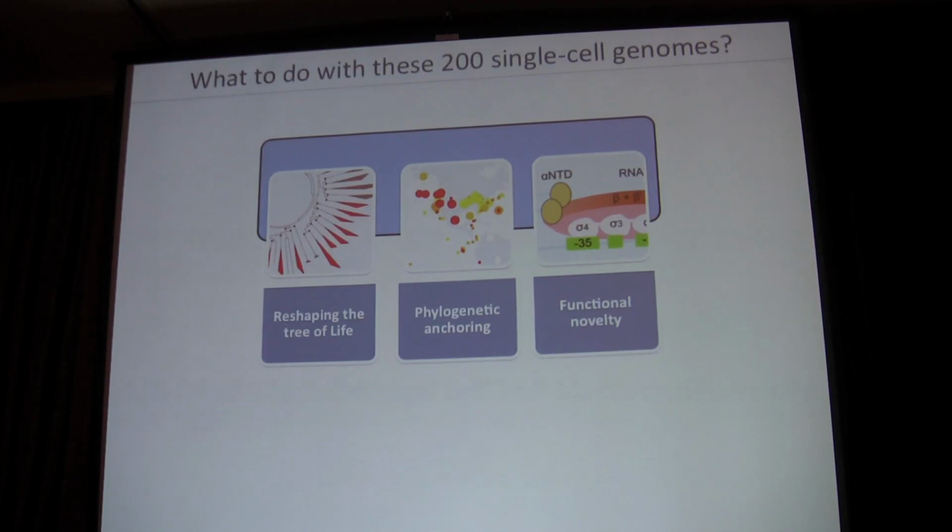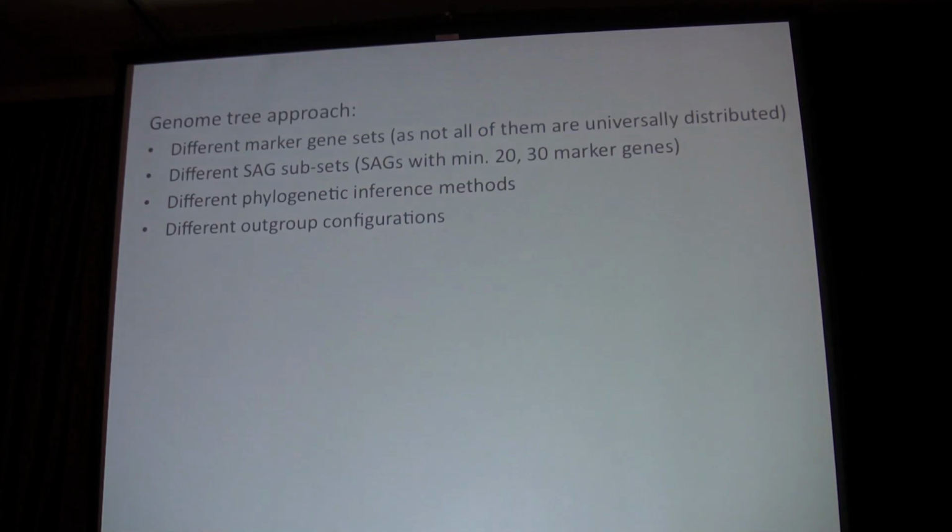So moving on. Now we have these 200 single-cell genomes. What do we do with them? First of all, we did want to build trees because these are genomes that didn't exist before, so we really wanted to build genome trees and also see how they compare to the 16S ribosomal RNA-based trees.